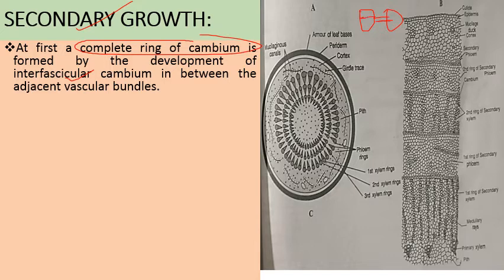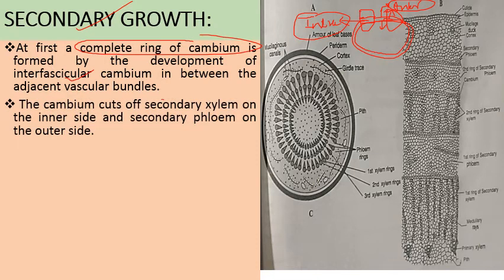Vascular bundles already have a cambium ring present. The cambium ring present inside the vascular bundles is called intrafascicular cambium, and the new ring which is formed in between the 2 vascular bundles is known as interfascicular cambium. Inter means in between 2. So both of these, intrafascicular cambium as well as interfascicular cambium, form the complete ring of cambium. This complete ring of cambium cuts off secondary phloem towards the outer side and secondary xylem towards the inner side. So the cambium cuts off secondary xylem towards the inner side and secondary phloem towards the outer side.